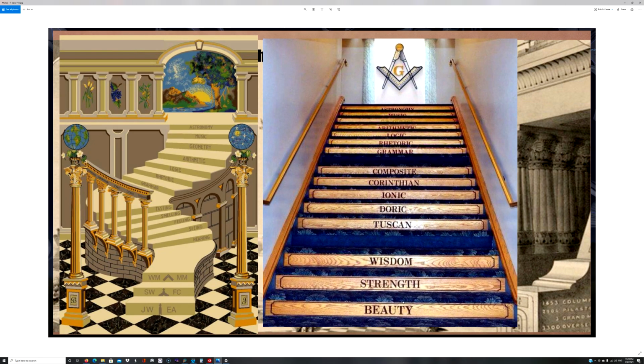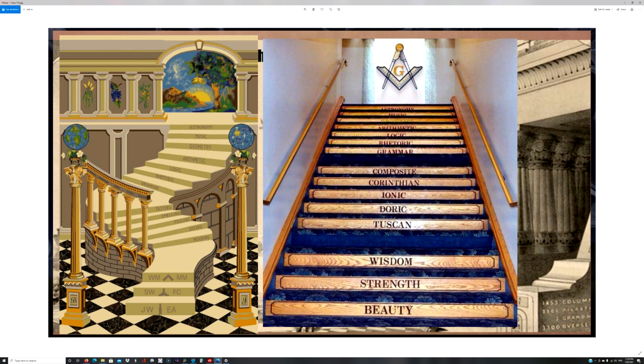So we have the 3 steps, beauty, strength and wisdom, which are also the 3 Greek orders of architecture: beauty being Corinthian, strength being Doric, the male, and wisdom being Ionic, the female. And you can also see down here, the JW, the junior warden, stands next to the Corinthian column, the column of beauty. Senior warden is the Doric, and WM, worshipful master, the column of wisdom, the Ionic.